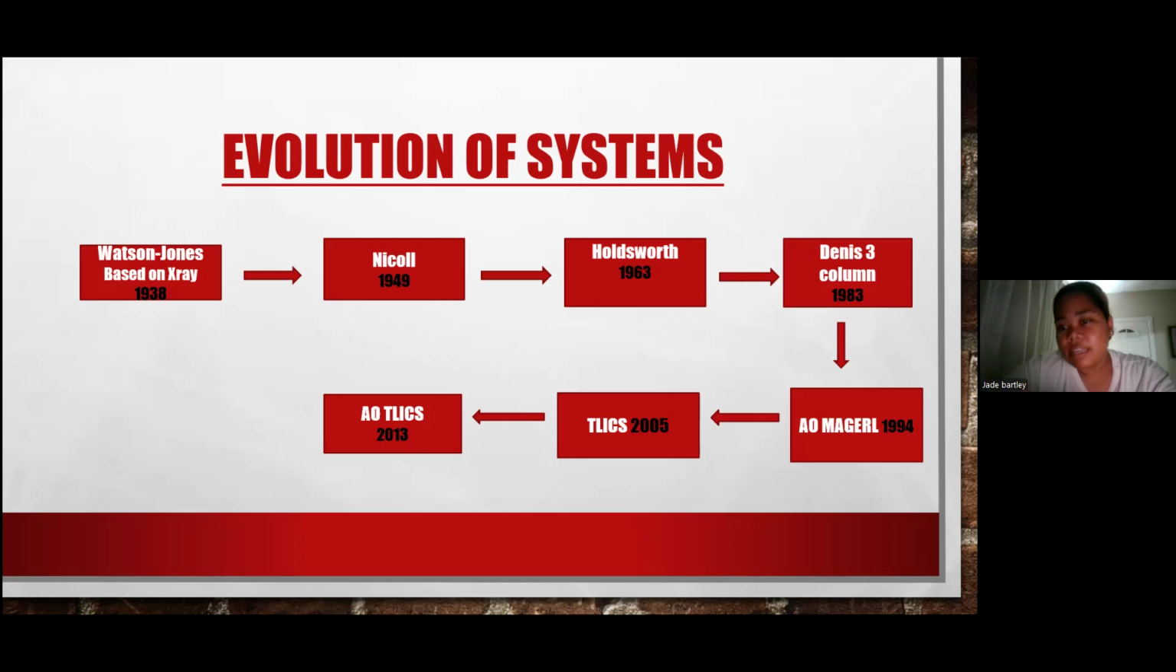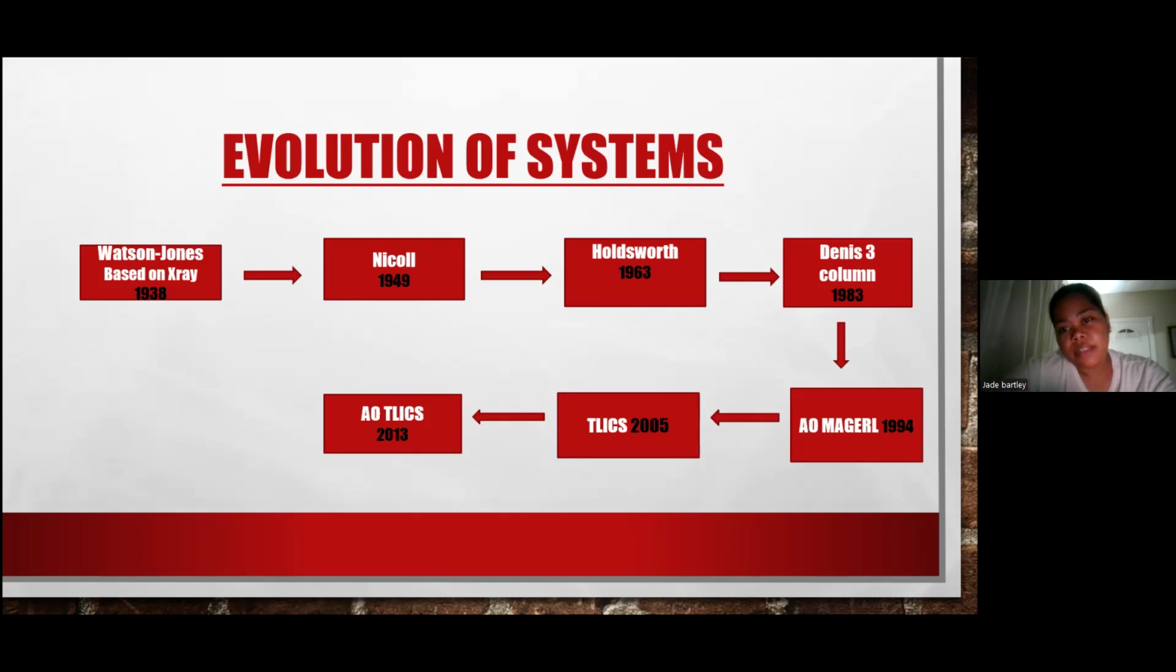And then in 1983, the Denis three-column model, which was previously discussed, was introduced, in which the spine was divided into anterior, middle, and posterior columns. It also spoke about the potential instability and gave a more 3D morphological picture of fractures and a guide to their management. The only difference is that this gave a more hierarchical grading of injuries for thoracolumbar injuries.